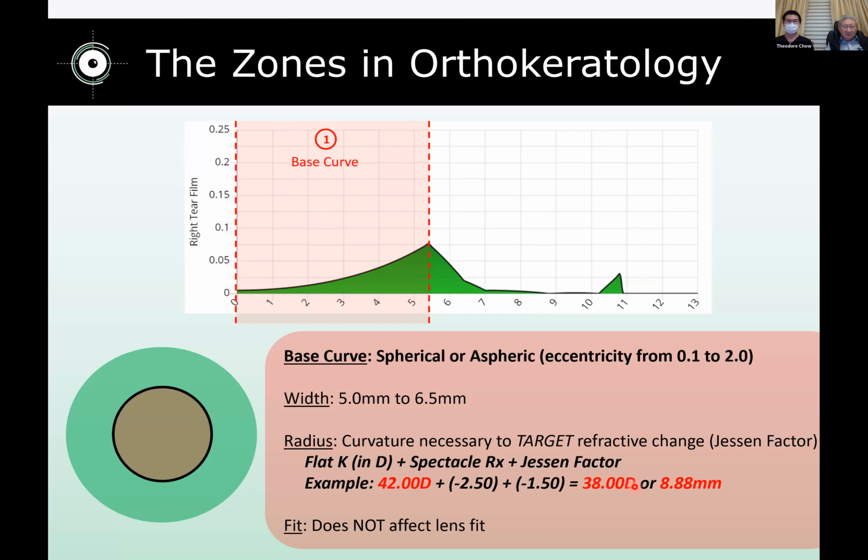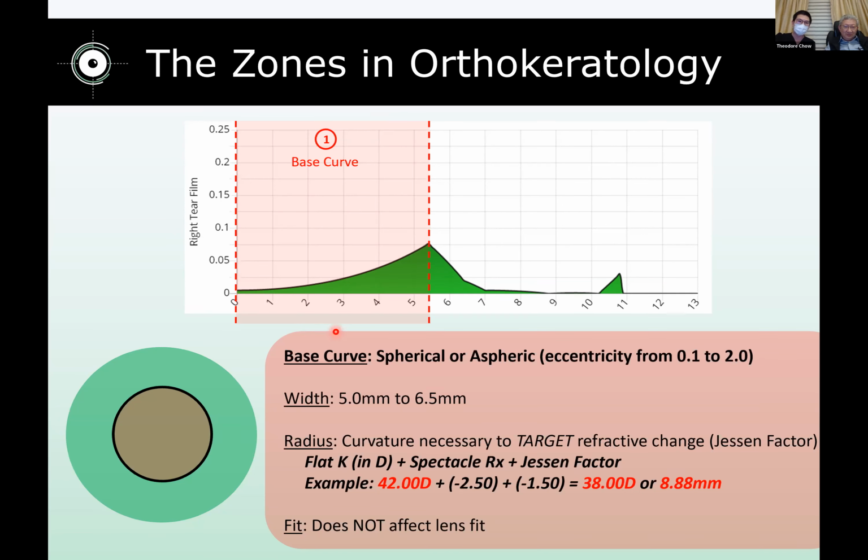So going quickly to asphericity. Base curve asphericity basically means that the radius of curvature of an aspheric base curve gets flatter and flatter when you move from the apex to the periphery, the edge of the base curve. The rate that it flattens is dependent on the actual eccentricity value here. So as you go to higher and higher eccentricity, this 8.88 radius of curvature will get flatter and flatter. And therefore that tear layer, this peak here, will get higher and higher, and essentially that mold and that force will get higher and higher.